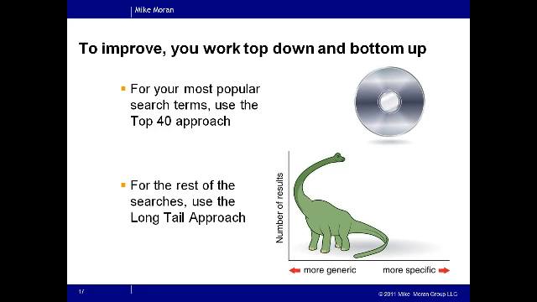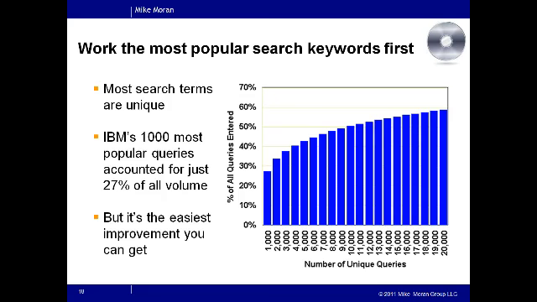And so you have to do other things that aren't focused search keyword by search keyword. They're focused on the whole site search experience for every keyword. So let's look at that popular approach first, the top 40 approach. One of the things that's true is most search terms are unique.